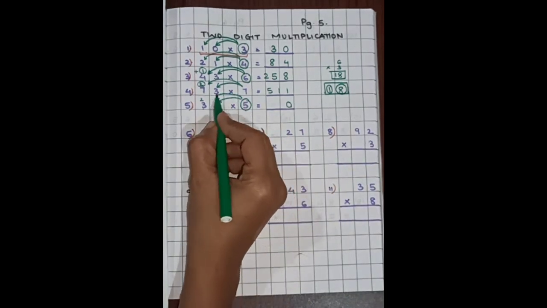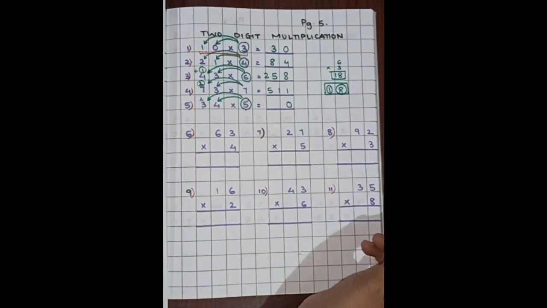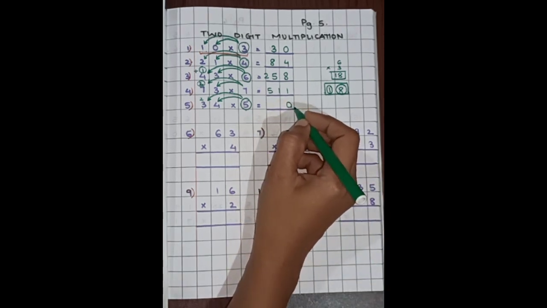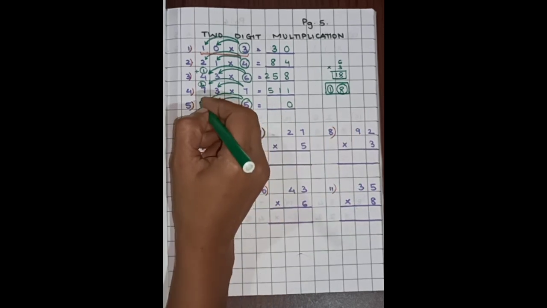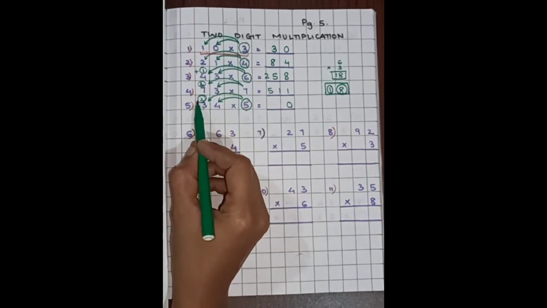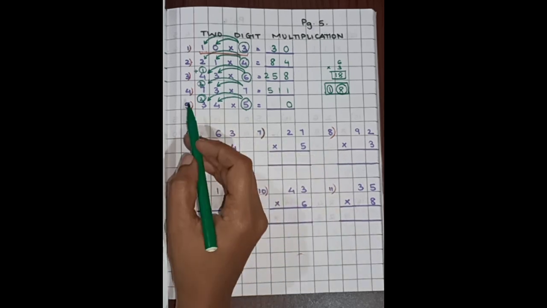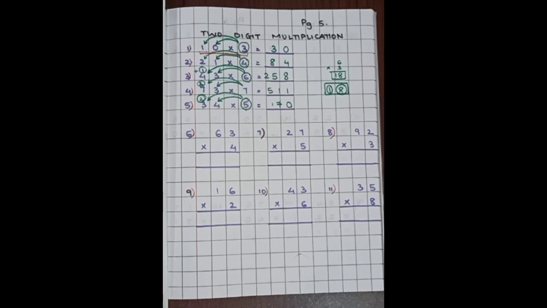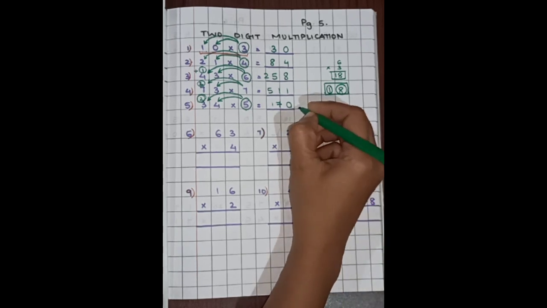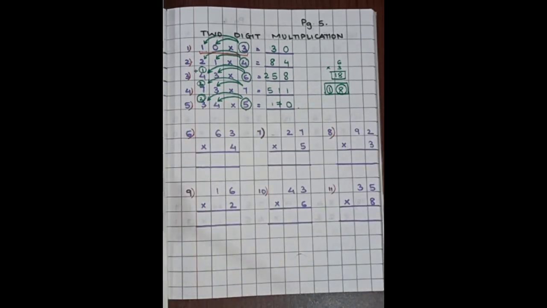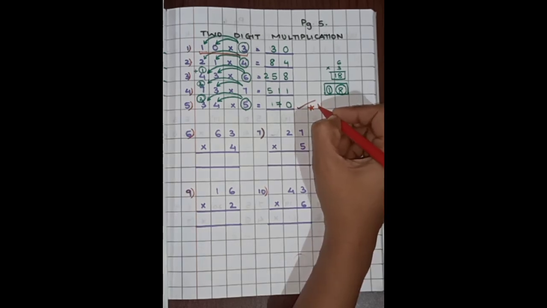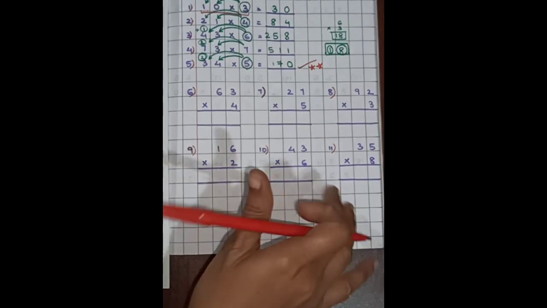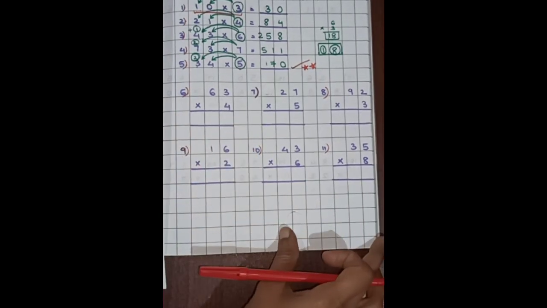So now 5 into 3. What is 5 3s? 5 3s is 15. Will you just write 15 over here? No, you cannot write 15 over here. What you have to do? You have to add this 2. So 15 plus 2 is equal to 17. So for all those who got this answer correct, I'll give 2 stars. Now we look at the method where the numbers are written one below the other.